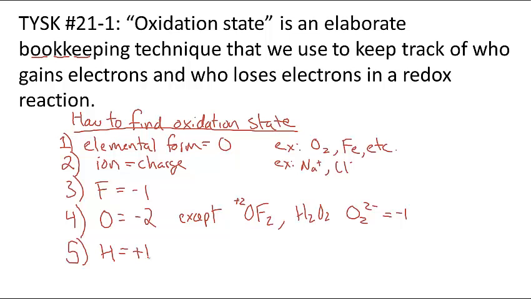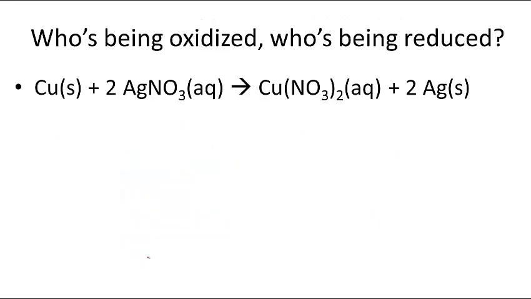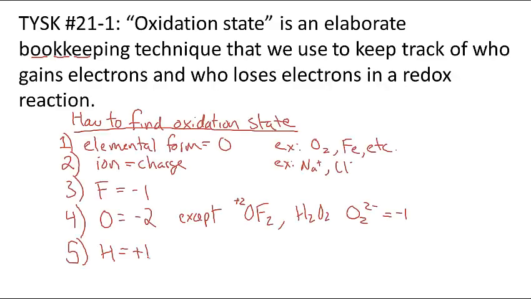Okay. So now we need to take this bookkeeping method and apply it to chemical reactions. So the whole reason that we care about redox reactions in this unit is for electrochemistry, to make electricity happen. So who's being oxidized and who is being reduced? Well, you guys can sneak ahead. Who's being oxidized and who's being reduced? Take a look at the next slide. Figure out the oxidation number for each species in that chemical reaction.